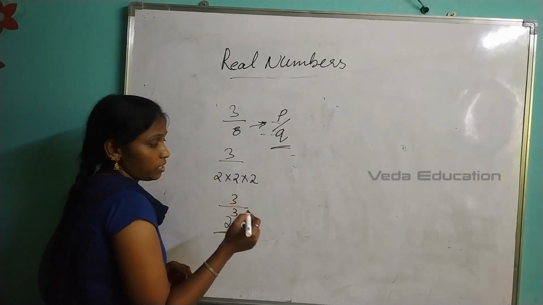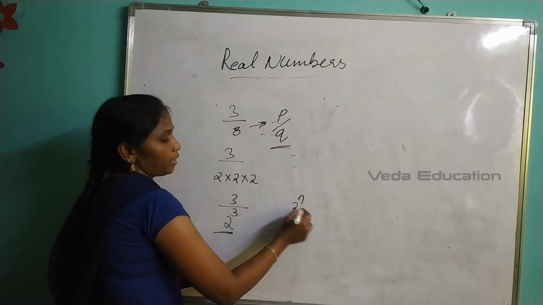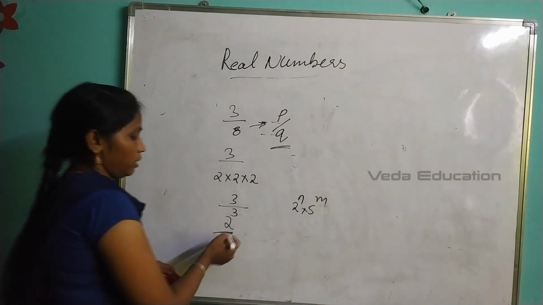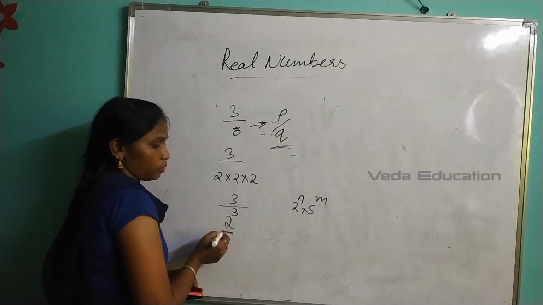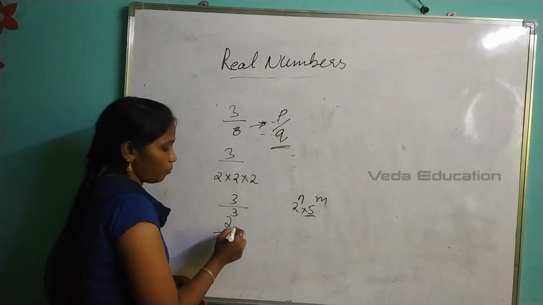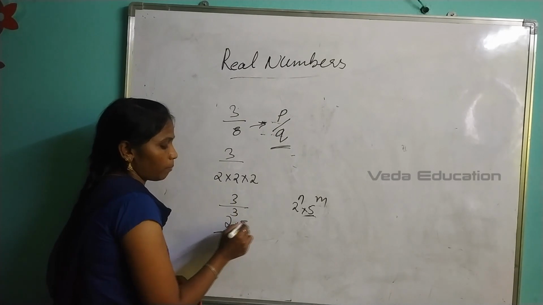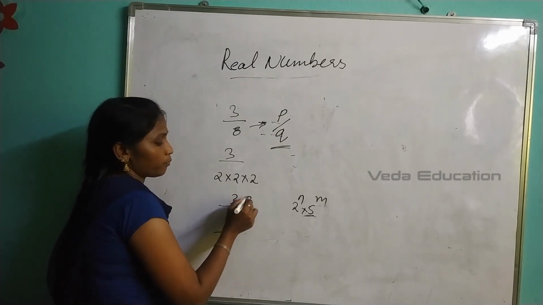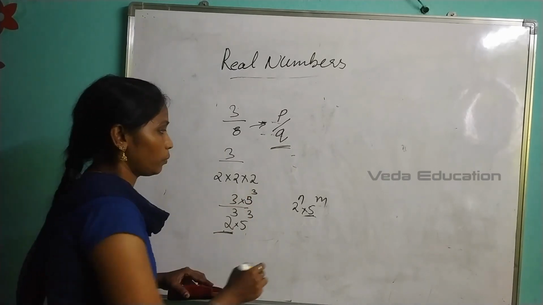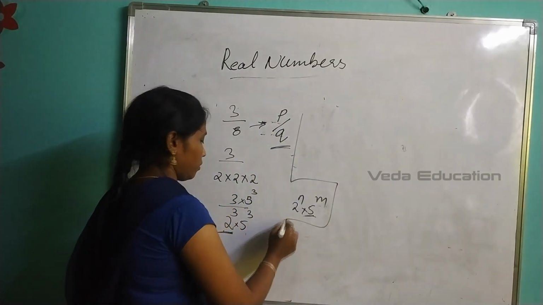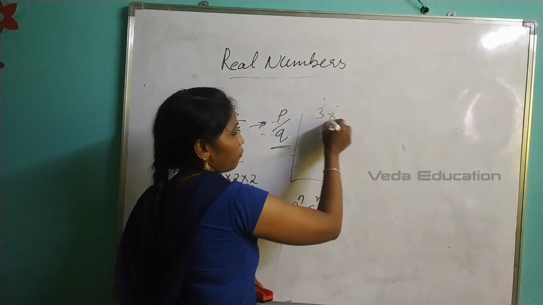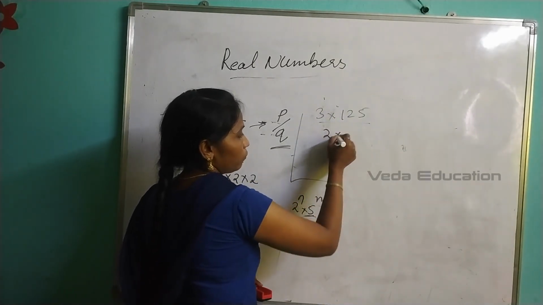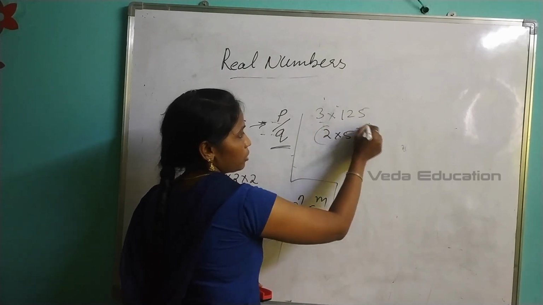In the previous case, which form did we get? 2 power n and 5 power m. So in this way, what base do we have here? 2. So which is left here? 5. So both numerator and denominator are multiplied with the same exponent, 5 cube. The numerator also. Now 3 into 5 cube is nothing but 375, and 2 into 5 have the same exponent, so combine both.